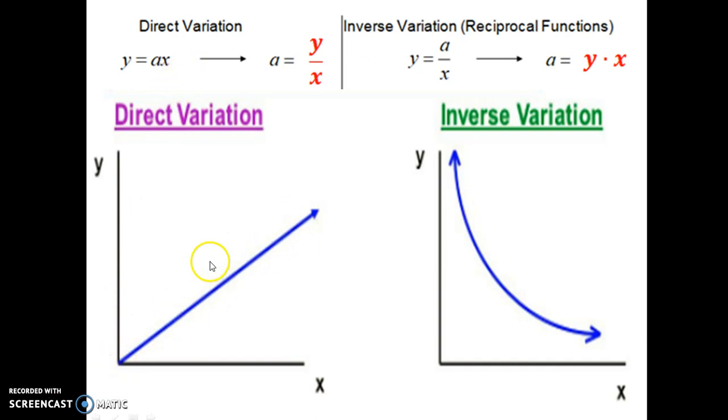So that's direct variation. In direct variation, to solve for the a value, the constant value, we can just rearrange this equation by dividing by x, and we get a equals y over x. So that constant value is always going to be your y divided by x.